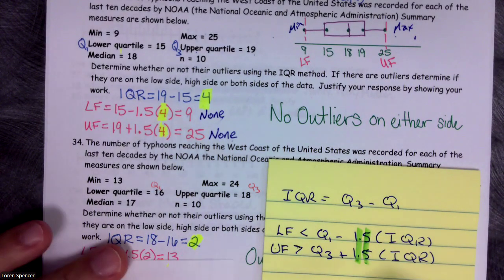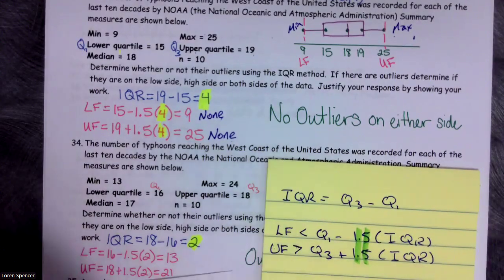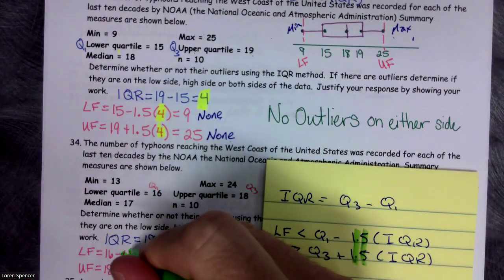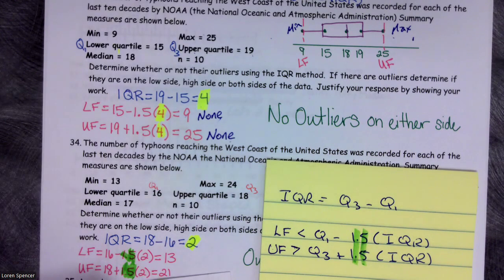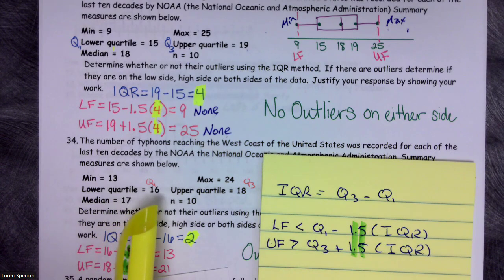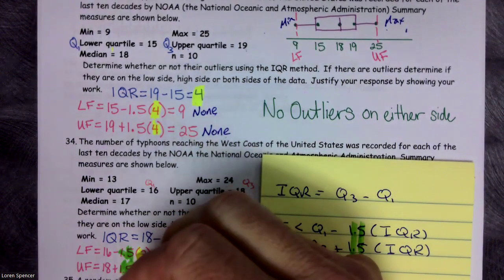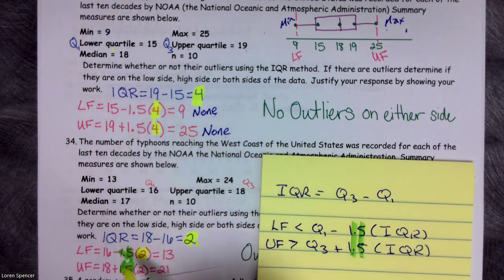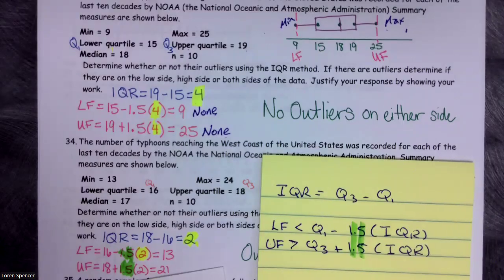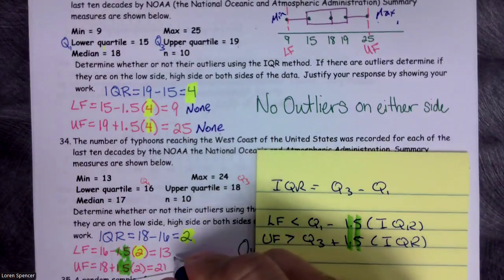Once again, that 1.5 that you see in the formula is true for all of these. That's part of the formula. All right. And we know that our lower fence has to be less than Q1 minus 1.5 IQR. So 16 minus 1.5 times 2 equals 13. That 2 is our IQR. Our minimum value is 13. So 13 is not less than 13. So there's none on the low side.